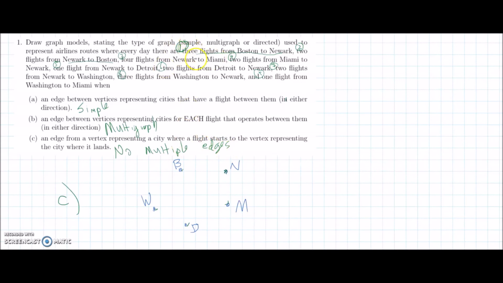So number 1, there are 3 flights from Boston to New York. Starts in Boston, ends in New York. So that is a directed edge. Okay, so I'm going to leave this as an exercise for you to finish. But you'll just go through those 9 pieces of information, and instead of drawing just edges between the cities, you'll draw directed edges between the cities. Okay, so let's move on to the next example.